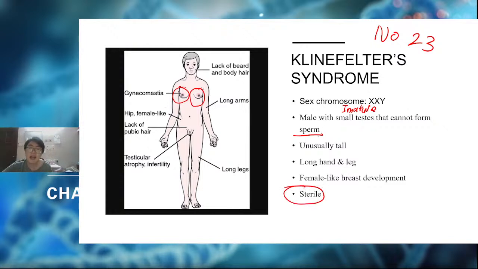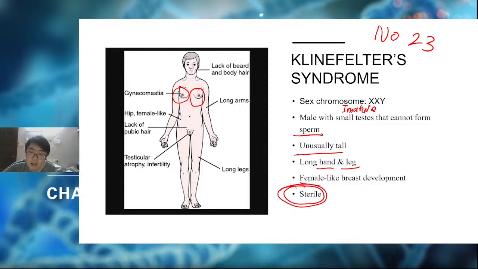So memang dia tak boleh melahirkan anak lah. Orang ni memang tak ada anak punya. Because the testis is very small until it cannot form sperm, so dia memang tak ada anak punya. And it is very tall. The lelaki yang macam ni memang dia akan sangat tinggi punya. And then hand and leg is very long. If you see the arm of this person and the hand of this person sangat panjang punya.